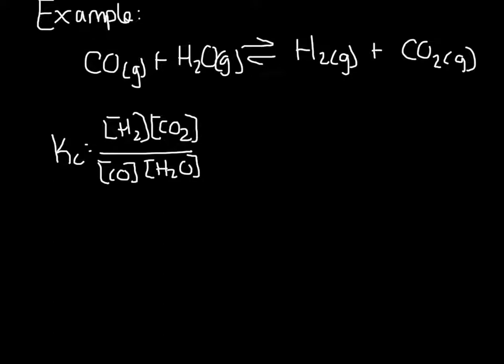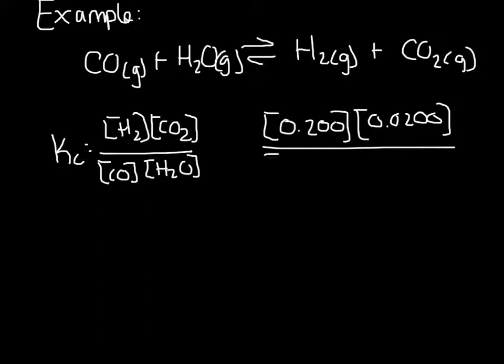Step 3, substitute the given values into the appropriate concentrations. That being, H2 has 0.200, CO2 has 0.0200, divide that by carbon monoxide, which has 0.150, and the concentration of water is 0.0145. All these concentrations are the concentrations at equilibrium. Go through and do the math, and you get 1.84.